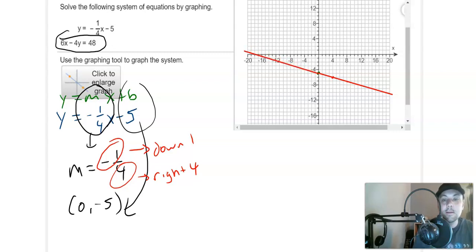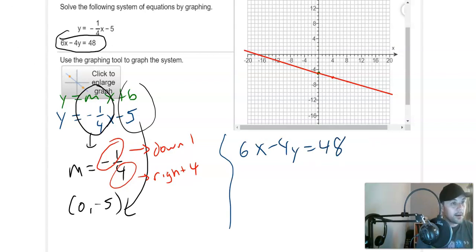Sometimes another way you might handle this, if you don't have enough room to go this way, is you could go backwards. You could go up 1 and to the left 4. It's by switching the negative sign. You can think of this as positive 1, and think of this as negative 4. That's up 1 to the left 4. It gives you a different point, but it creates the same line. And so remember, every point on this line is a solution to this equation. Now let's graph the other equation. We have 6x minus 4y equals 48.